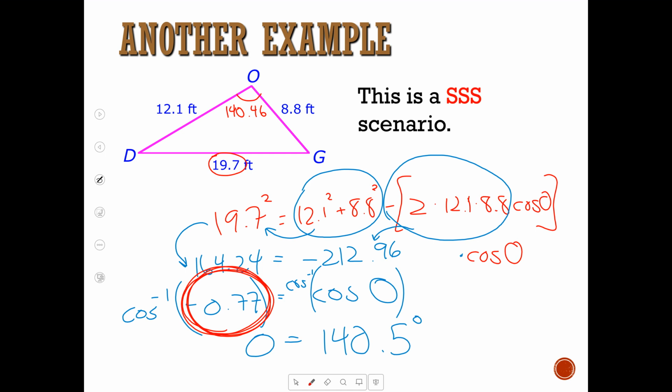We found the largest angle first. We find the medium angle second. We find the smallest angle last. And the smallest angle is actually the easy one to find. So I would go and find angle G next. Vicki, question? I'm confused on how you got negative 0.77. I took 164.24 and divided by negative 212.96 to get cosine by itself. Okay, thank you.